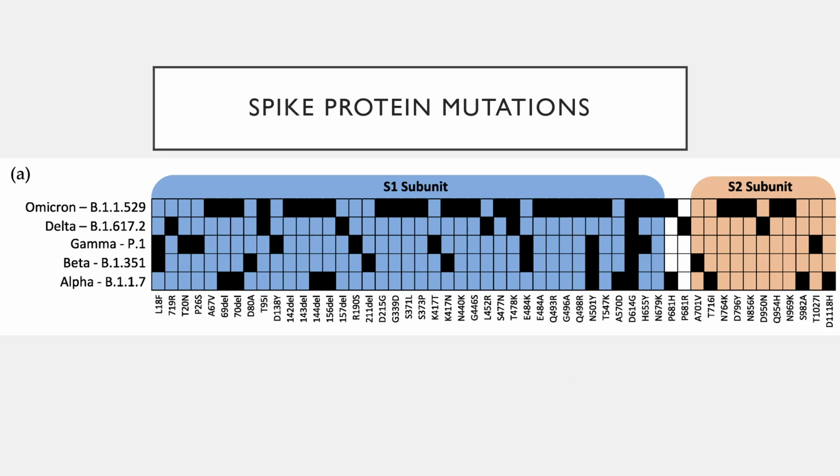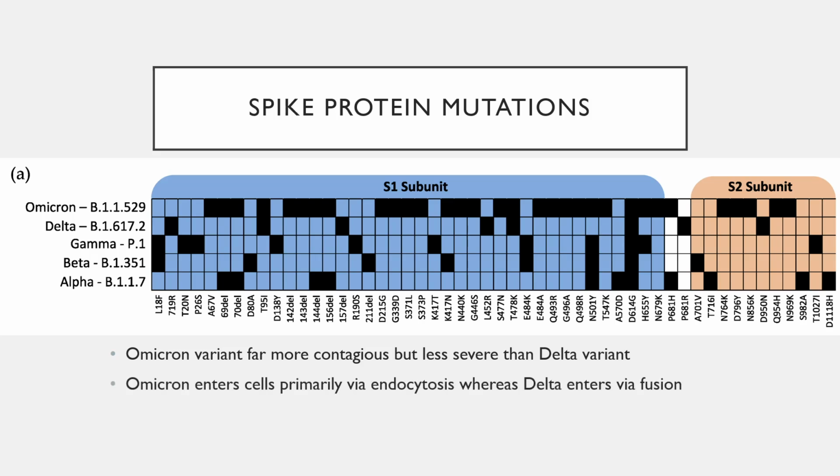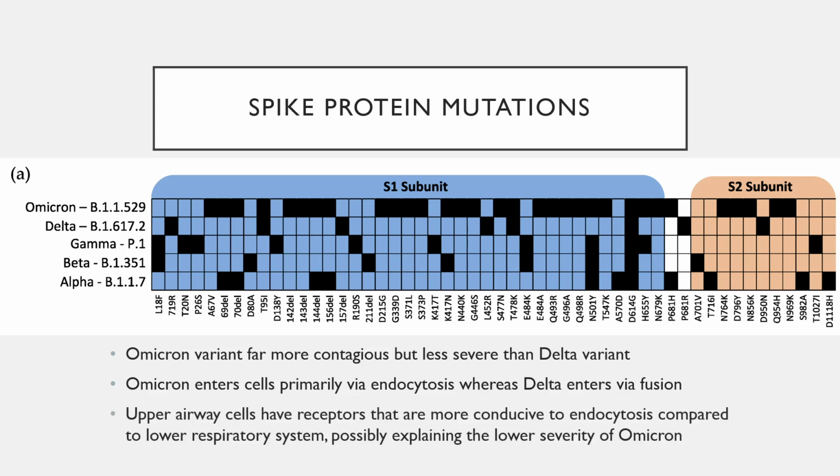One explanation as to why Omicron appears to be more contagious but less severe is that Omicron, based on the evidence that we have at this time, appears to infect host cells primarily through endocytosis, whereas Delta infects primarily via fusion. And the cells in our upper respiratory system have receptors that are more conducive to endocytosis as compared to the cells in our lower respiratory system, which may explain why Omicron tends to be accompanied by more upper respiratory signs and symptoms and is less likely to manifest as pneumonia compared to its predecessor, Delta.